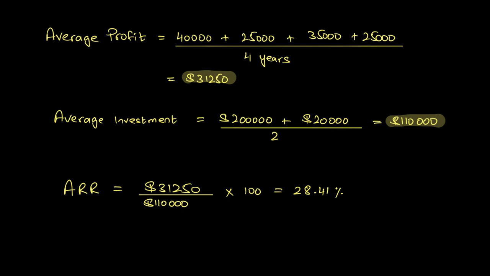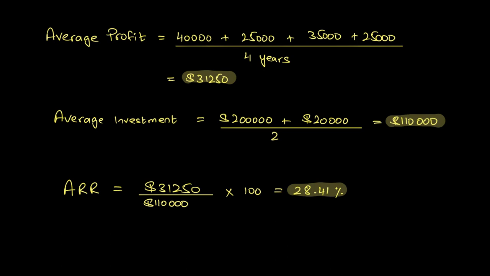That's over here, 31,250 upon 110,000 into 100. That is 28.41%, your ARR. What does this number mean? It means that for every dollar invested, this project yields a 28.4% return on investment. And remember, this return on investment is in profit terms.